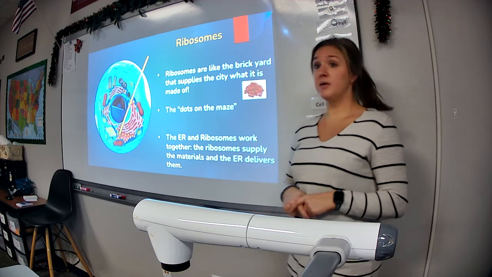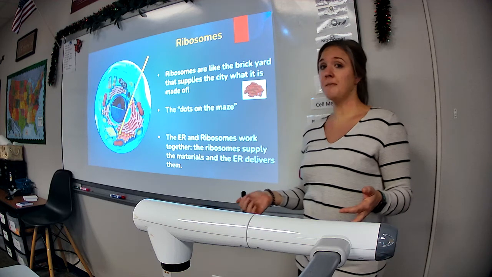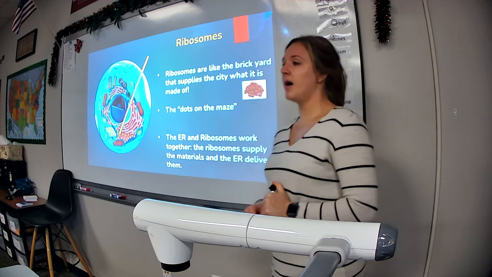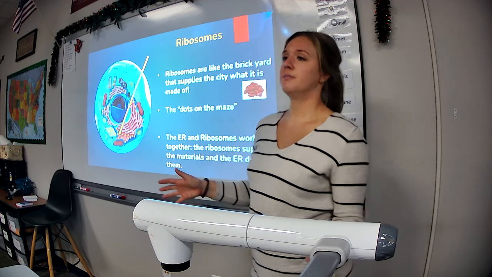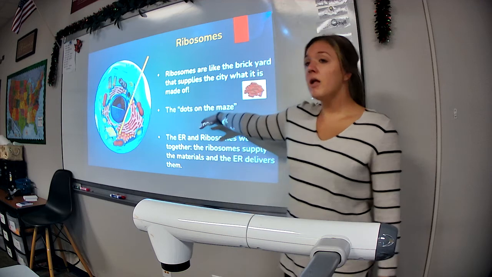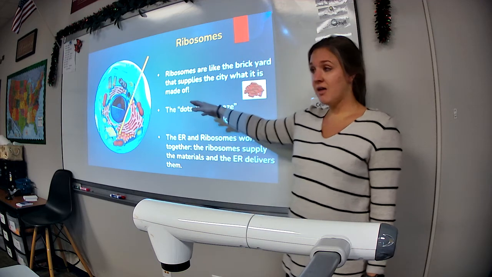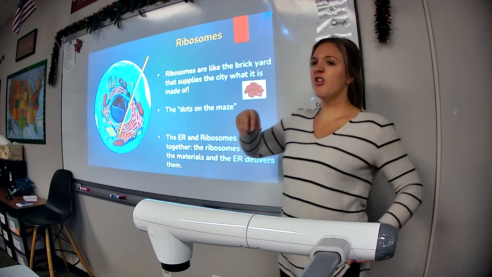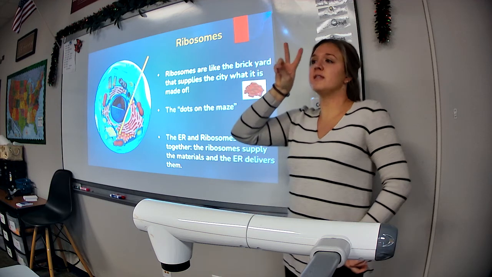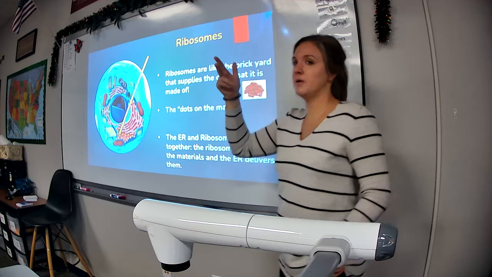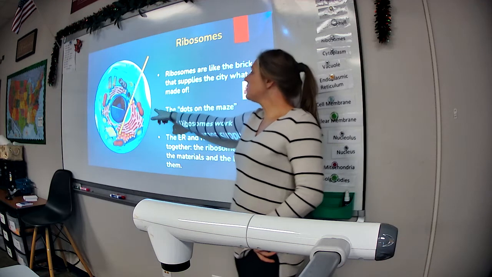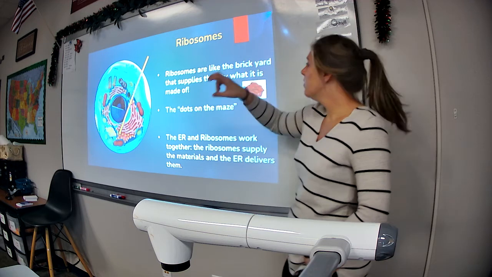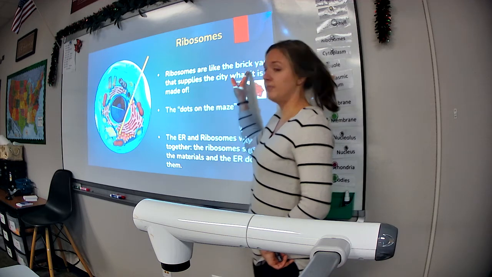Well, we have to have building supplies. Okay? If we're going to build a brick building, we have to have what? Bricks. In the cell, if they're going to build anything, they have to have proteins. Okay? They're like the quote-unquote bricks of the cell. They build the parts. So, because the ribosomes supply the proteins, or the bricks, we say it's like the brickyard.